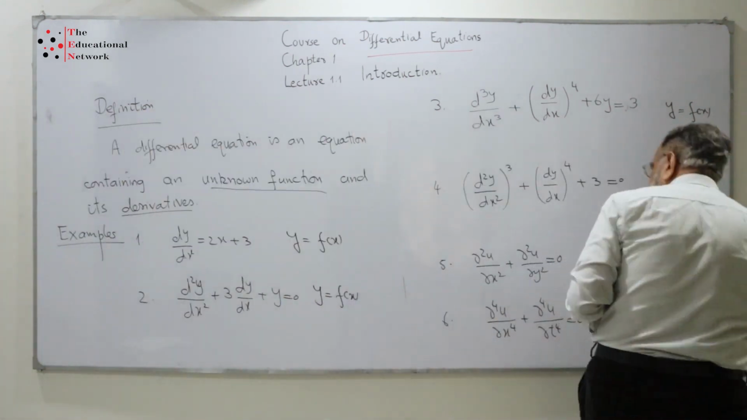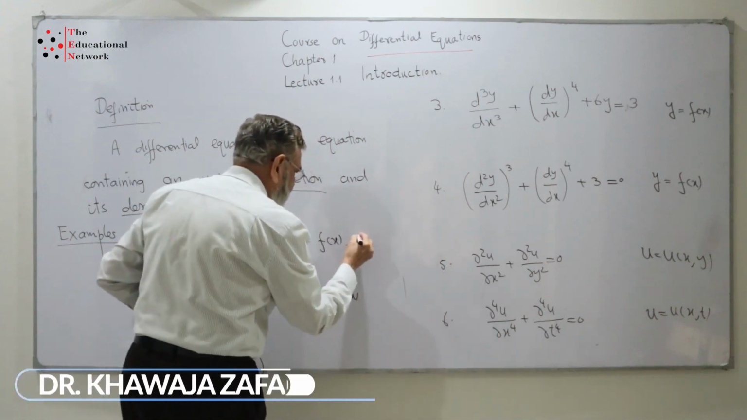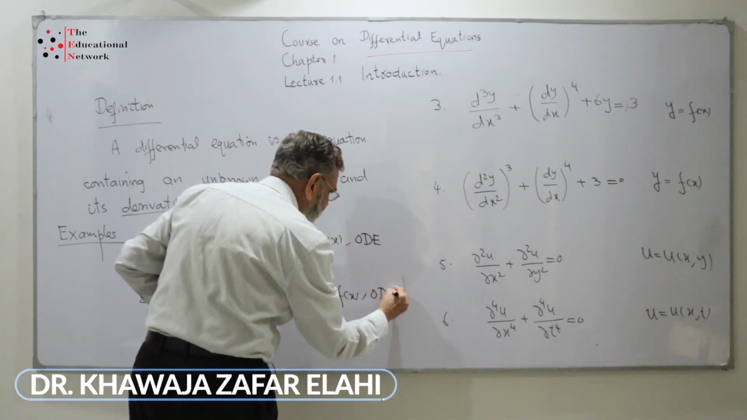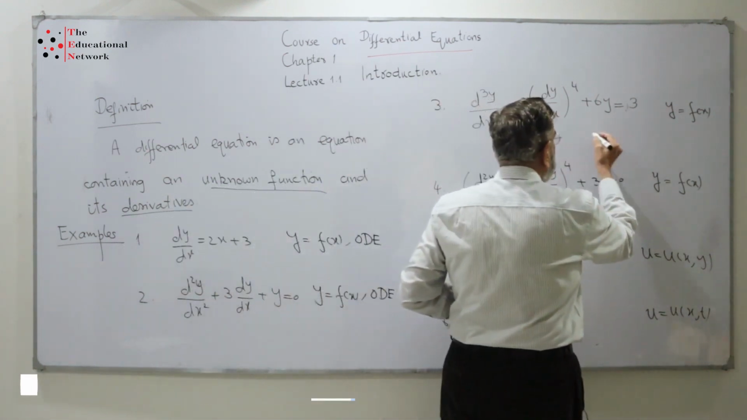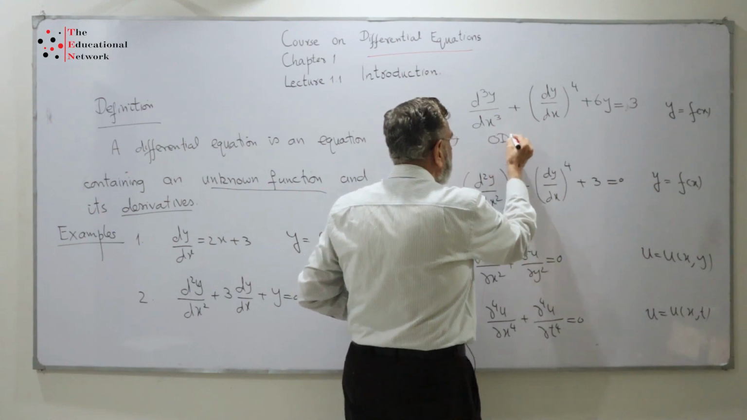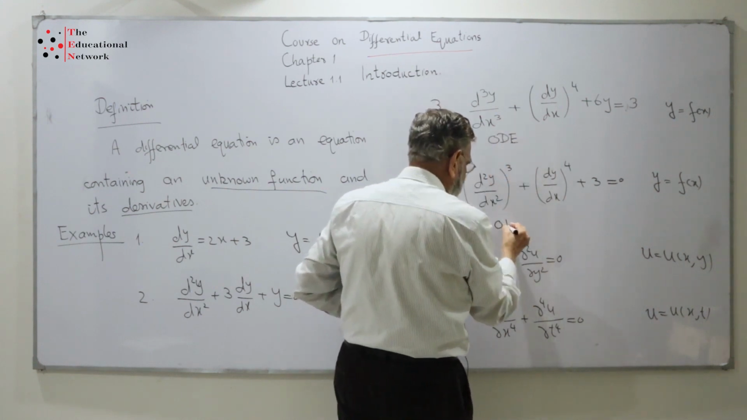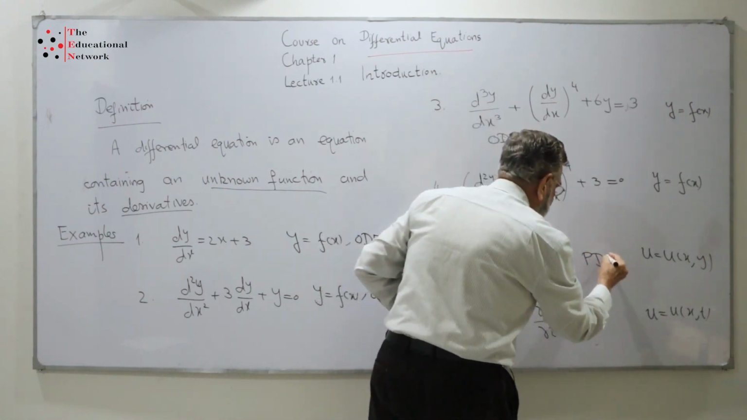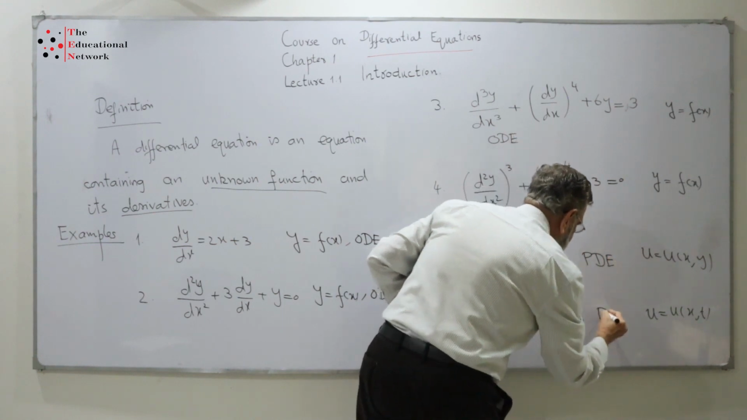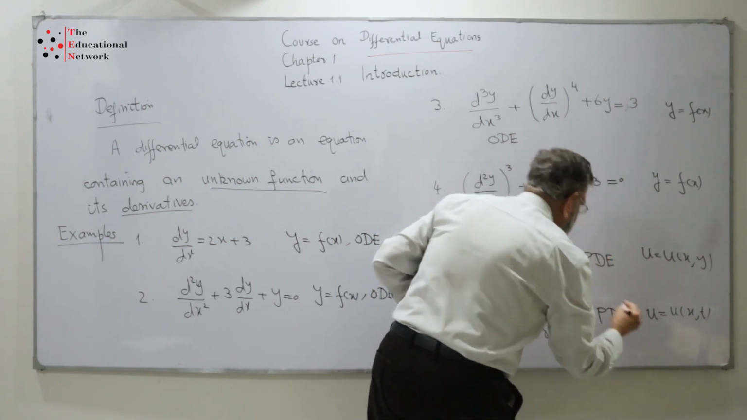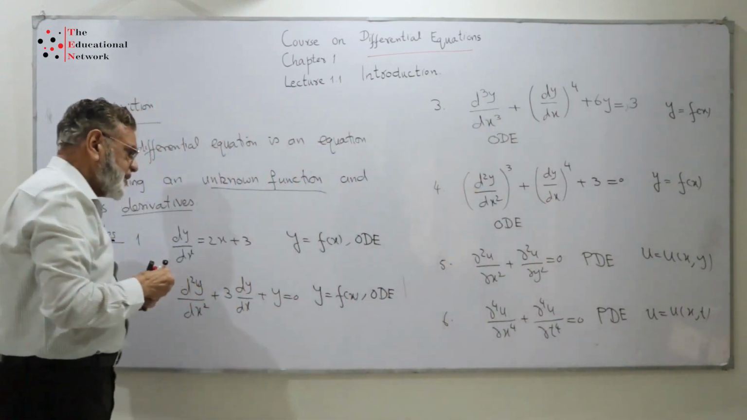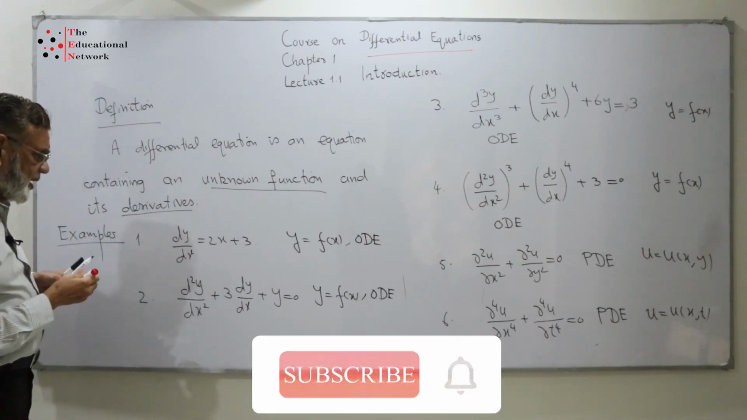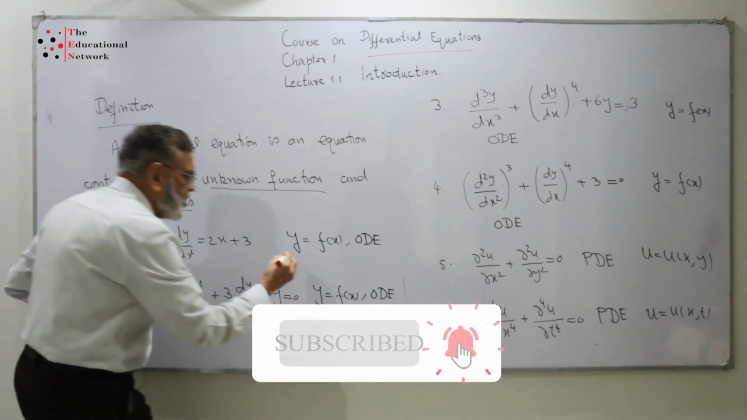I will classify this as an ordinary differential equation, ODE. This also is an ordinary differential equation, and this one too. And this one is a partial differential equation because it contains the partial derivative. Also this one is a partial differential equation. This is the classification with respect to the derivative. Now we look at the order of the derivative. The highest order derivative is 1, so we say first order.